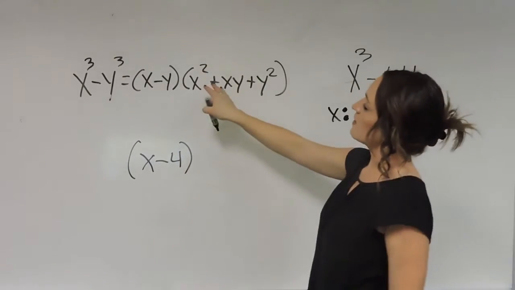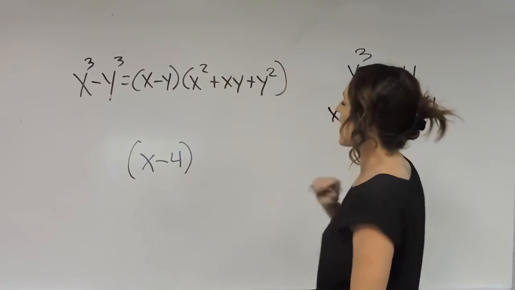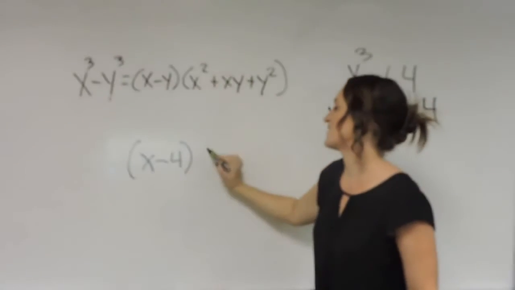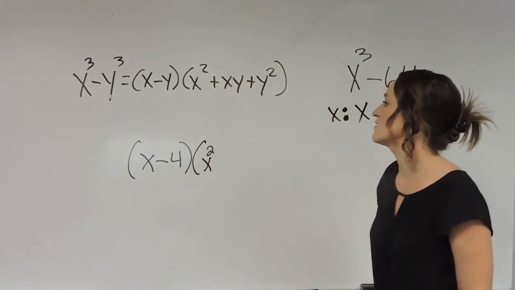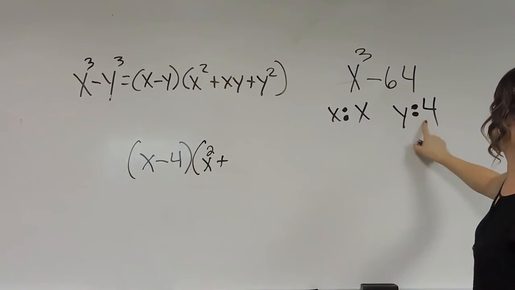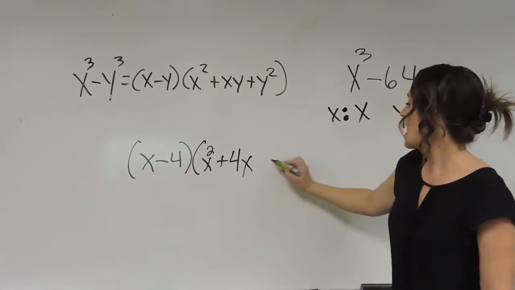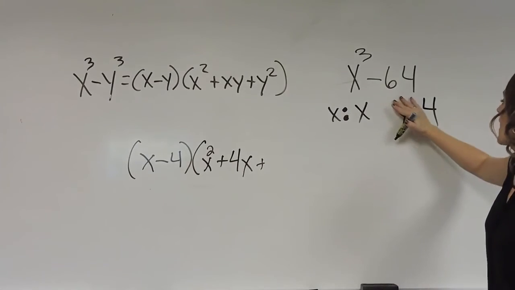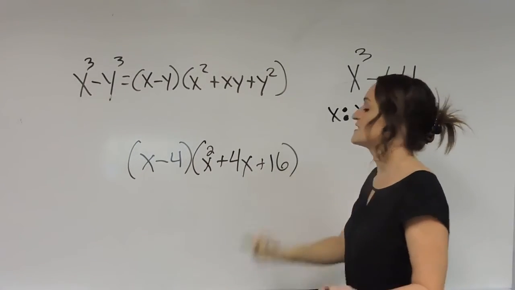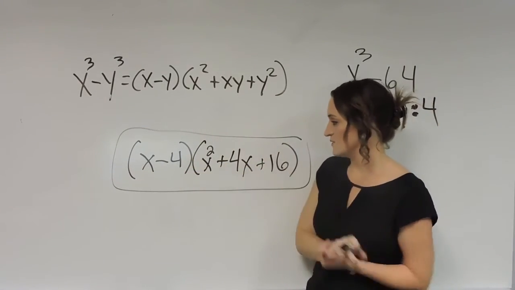Then we need to plug in here x squared plus x times y plus y squared. Our x is an x, so square it, and that would give us an x squared. Plus x times y, so x times 4 or 4 times x. Always put the number in front. And then square your y term. Our y term is a 4, so if we square 4, 4 times 4 is 16. So this right here is our solution.